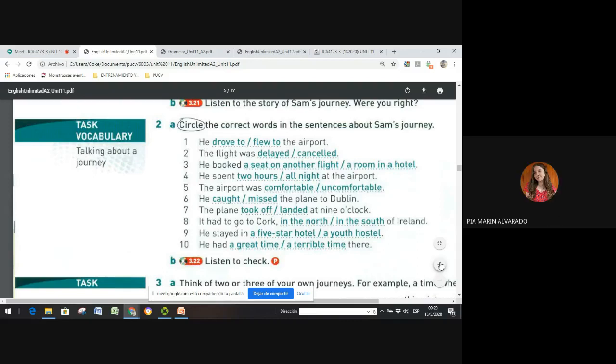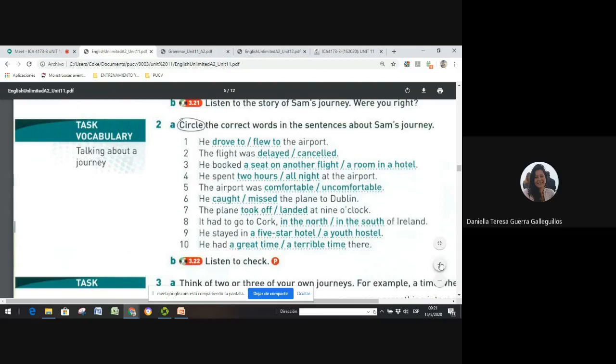6. He caught the plane to Dublin. Exactly. He caught. Caught. Good. 7. The plane took off at 9 o'clock. That's right. Took off at 9 o'clock. 8. I don't know. You don't know? Try to. It had to go to Cork in the north of Ireland. In the south. Casi. Eran 2 opciones. Una de dos. Thank you for trying.